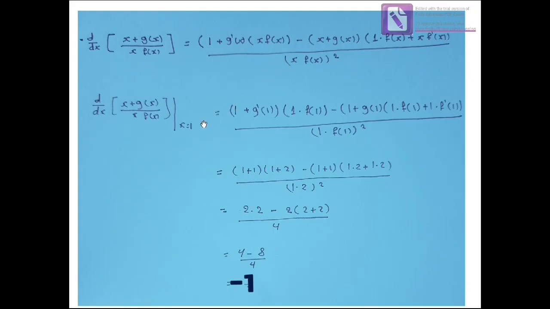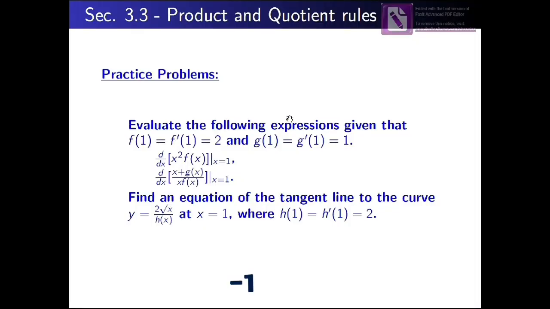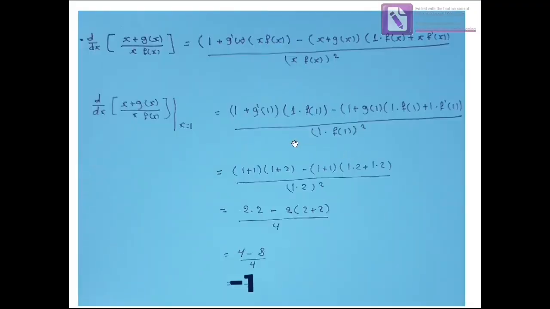Now we need to replace any x in the derivative by 1, so the derivative when x is equal to 1 will be (1 plus g prime of 1) multiplied by x will be 1, f of x will be f(1), minus (1 plus g(1)) multiplied by (1 multiplied by f(1) plus f(1) multiplied by f prime of 1), and we divide by (1 multiplied by f(1)) all squared. So g prime of 1 is equal to g(1), which is equal to 1. So for any g we're replacing by 1, for any f we're replacing by 2.